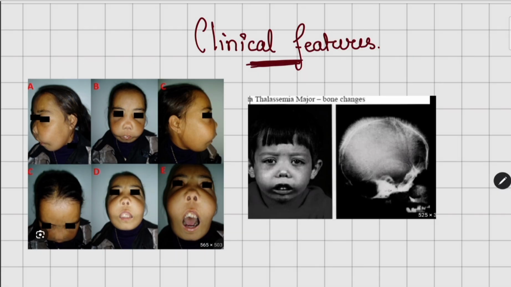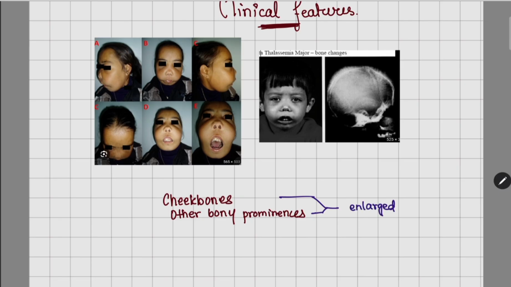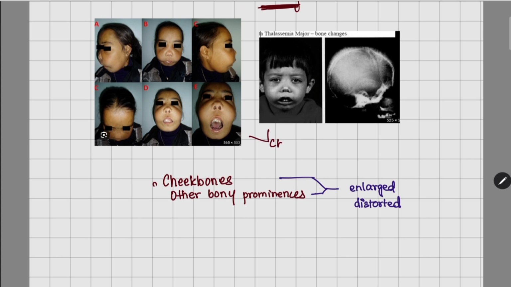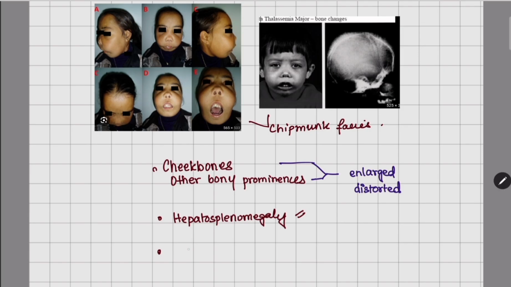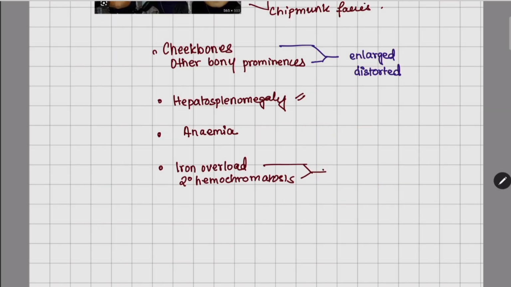Now let's look into the clinical features. The thalassemia patients have a typical facial structure known as chipmunk facies. This happens because cheekbones and other bony prominences are enlarged and distorted due to bone marrow hyperplasia, right? The other features are hepatosplenomegaly, anemia, iron overload, and secondary hemochromatosis, which leads to heart complications.